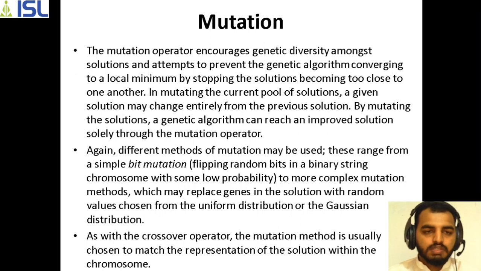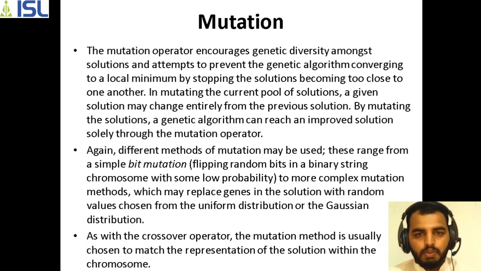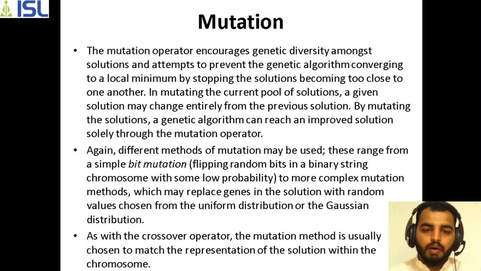Now, coming to the definition: the mutation operator encourages genetic diversity among solutions and attempts to prevent the genetic algorithm from converging to a local minimum by stopping the solutions becoming too close to one another. In mutating the current pool of solutions, a given solution may change entirely from the previous solutions. By mutating the solution, a genetic algorithm can reach an improved solution solely through the mutation operator.